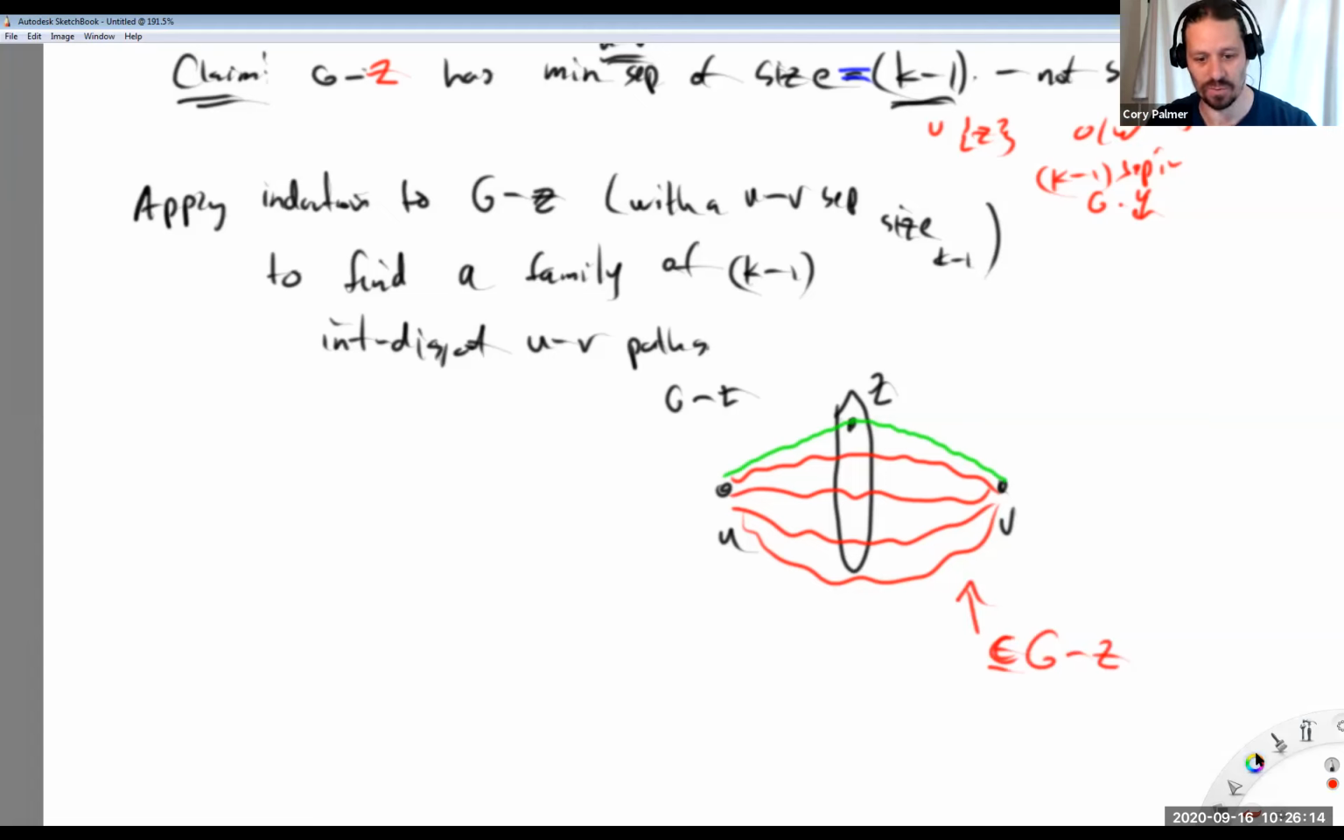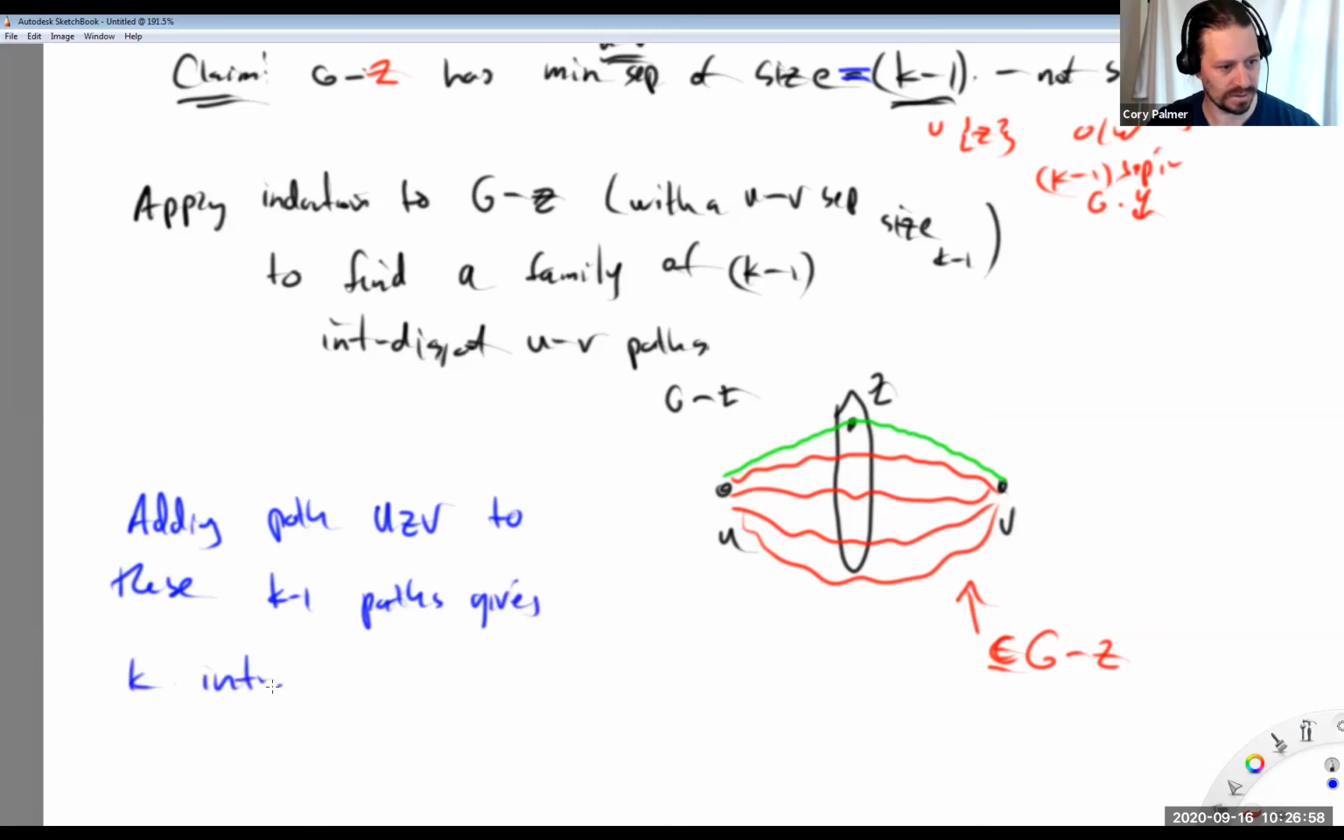And fortunately, because of case 1, my graph is really, really nice. I just had this green edge and this green edge, so I could add this on. If I didn't have that property, I couldn't add on the edge, right? Because maybe there was some UV path that went through here, and it's like, well, great, I found K minus 1 of them, but the blue one I want to add on isn't internally disjoint. So it was very, very specific that this configuration allowed me to add one more path. If it looked different from that, I wouldn't be able to do that. Okay, so adding path U, Z, V to these K minus 1 paths gives K internally disjoint UV paths in G, which is what I want. So case 1's done.